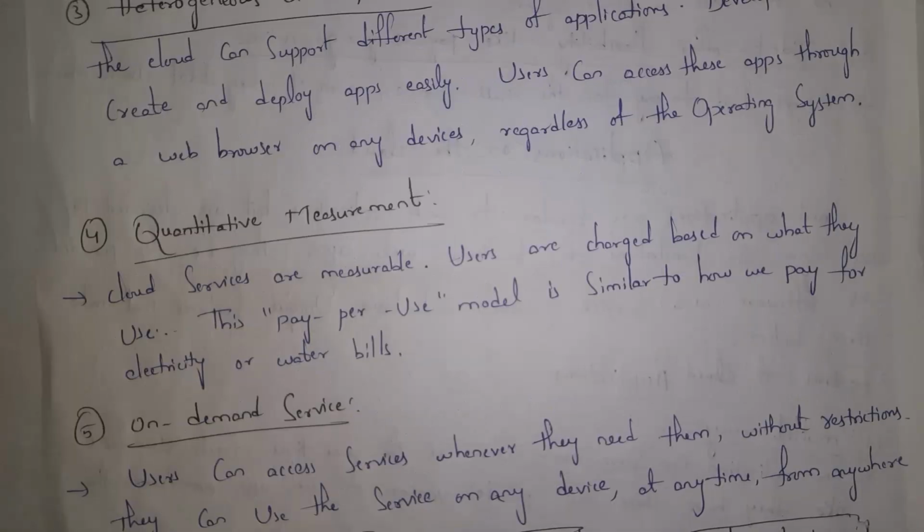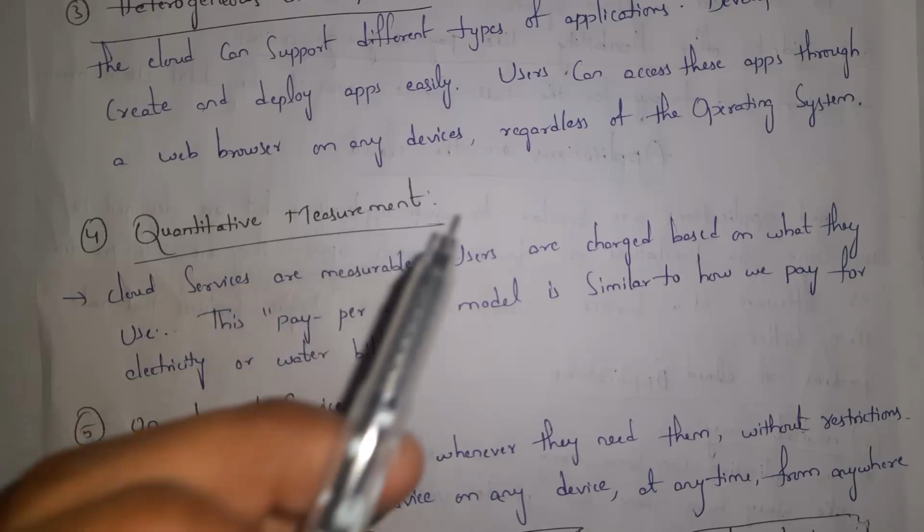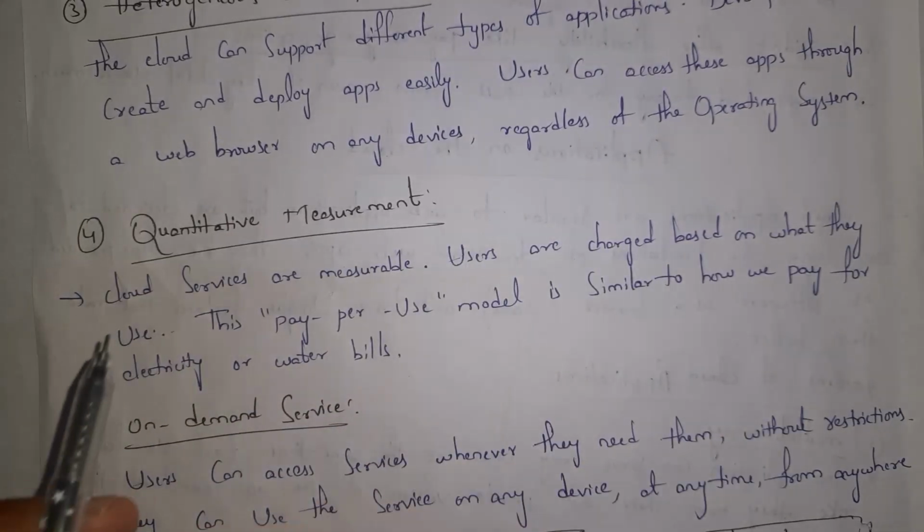And the fourth one is quantitative measures. Guys, if you consider web applications, even if you use or don't use that app, you need to pay money. But if you consider cloud applications, only for how much time we use cloud applications, for that we need to pay money. Cloud services are measurable. Users are charged based on what they use and how much time they use, only for that they need to pay money. Same like paying electricity bill and water bill based on what we use.